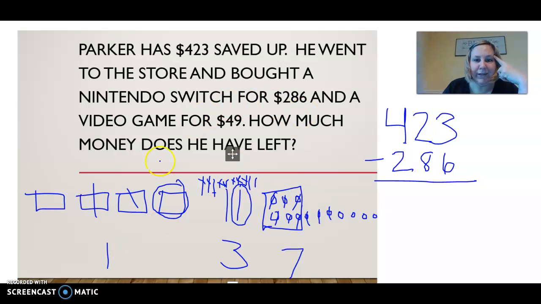But wait, I got to keep on reading. He also bought a video game for $49. So, boys and girls, what I'm going to have to do is, let's see, right here I have 137. I have another step I have to do. I have to take that 137 and subtract 49 from it. So I'm not finished. This one has 2 steps that I have to do.